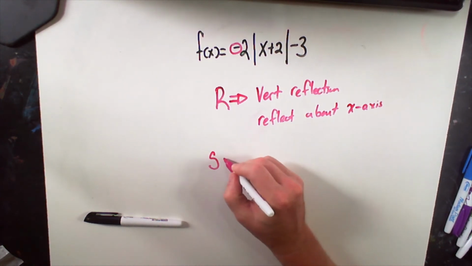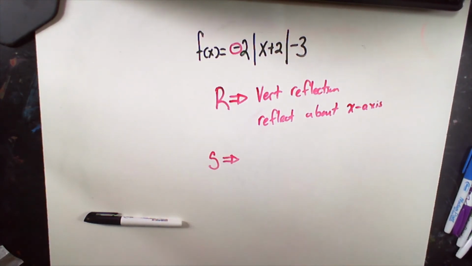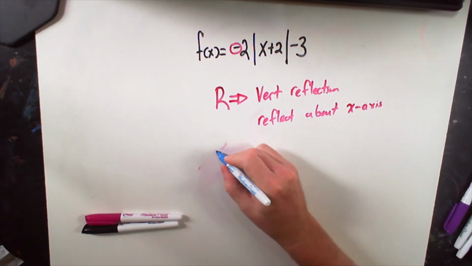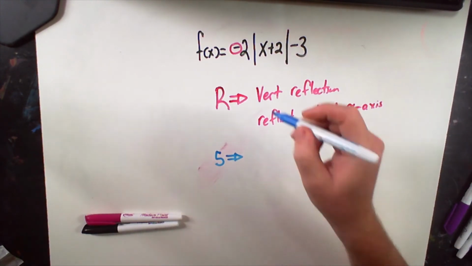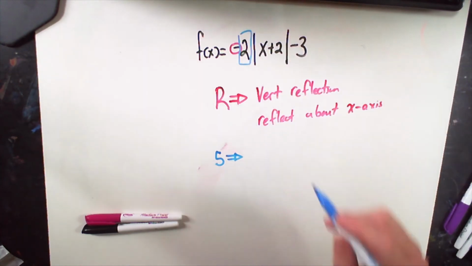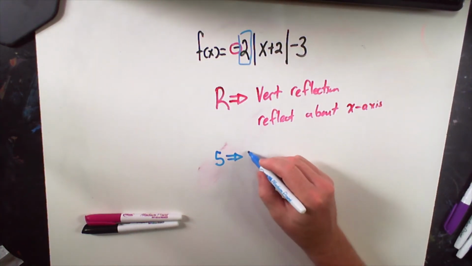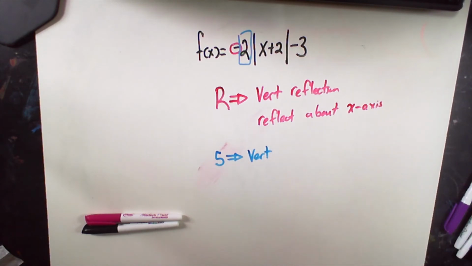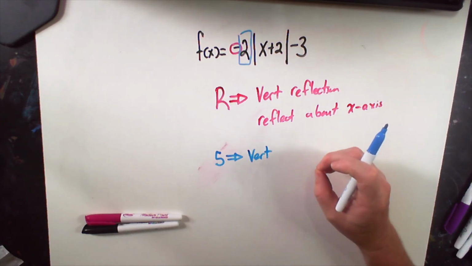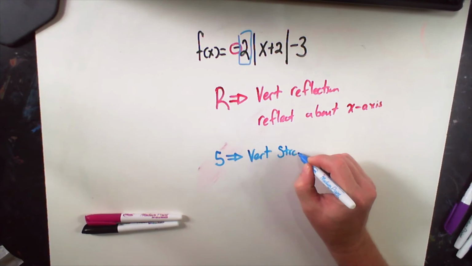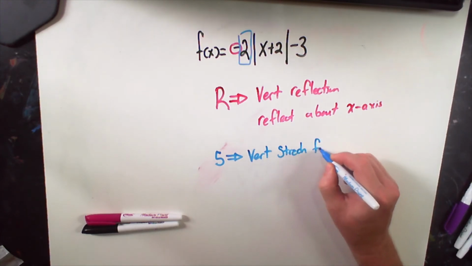Next we go S. Is there a stretch or a shrink? This time we are looking at the 2 that is there. Again, it is on the outside, so it is vertical. On the outside, vertical, a large number means that we have a stretch. So vertical stretch, factor 2.